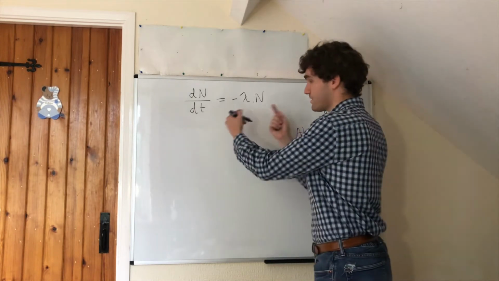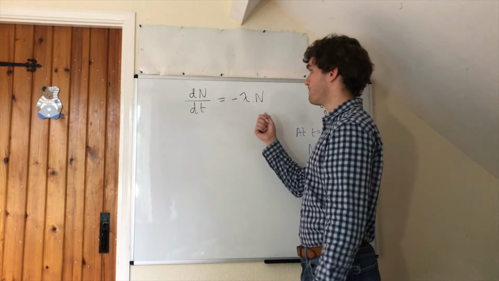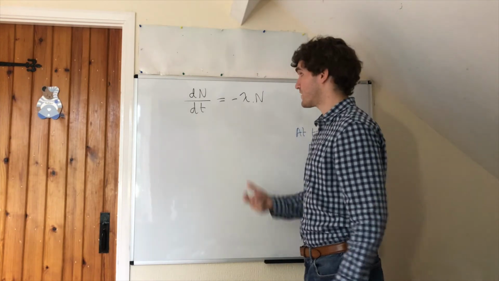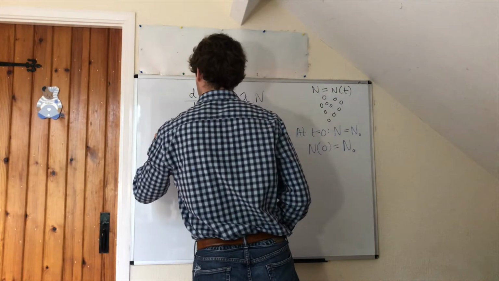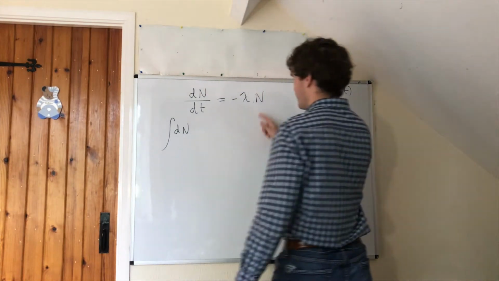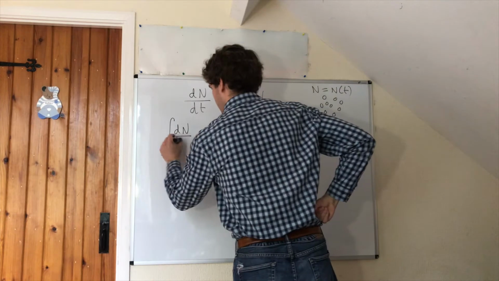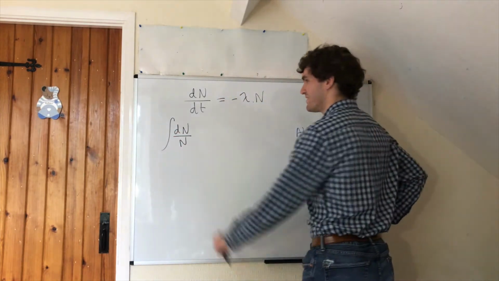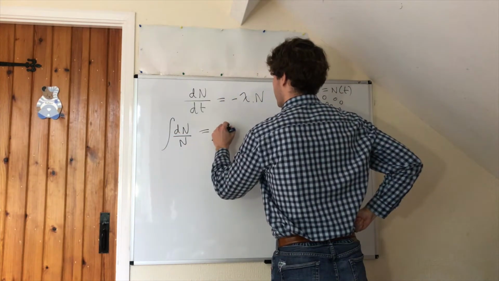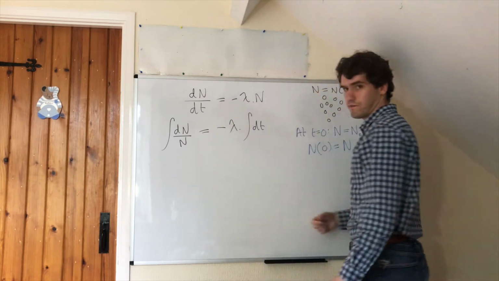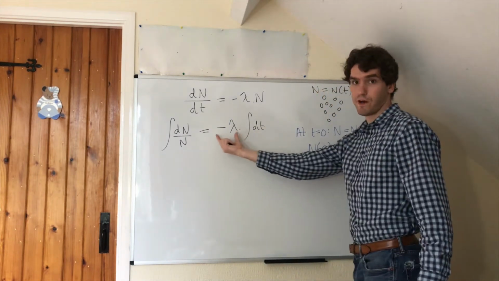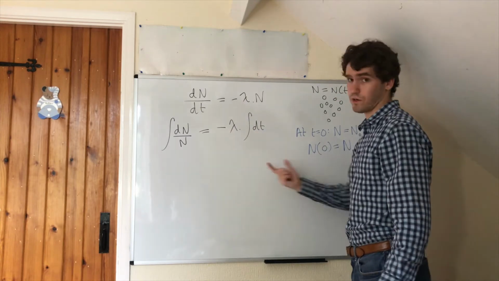Okay, now let's solve this differential equation. Using separation of variables, we can solve this. So we can write integral of dn over n is equal to minus lambda times the integral dt, if we take that n to the other side. And of course, I've just taken the minus lambda out of the integral because it's a constant.